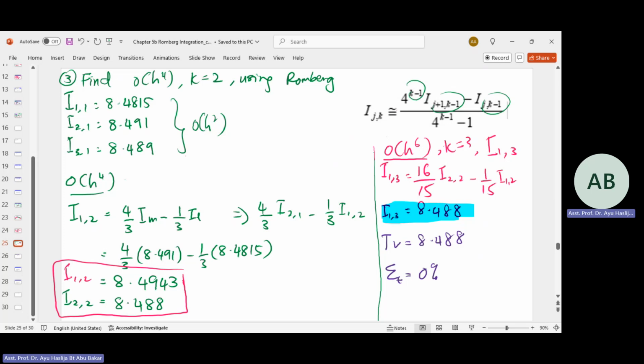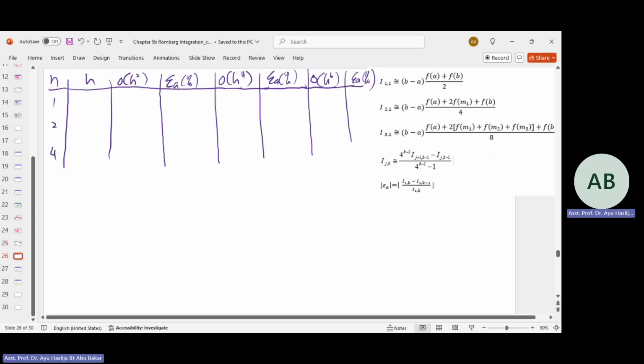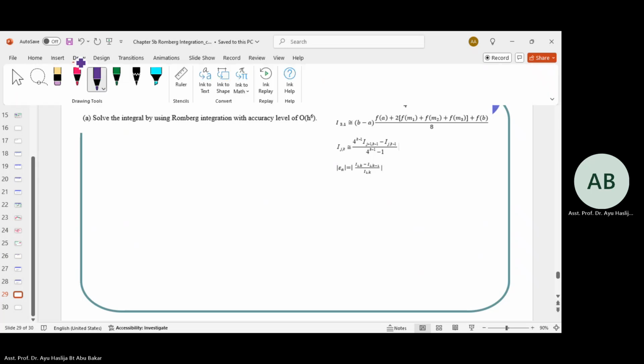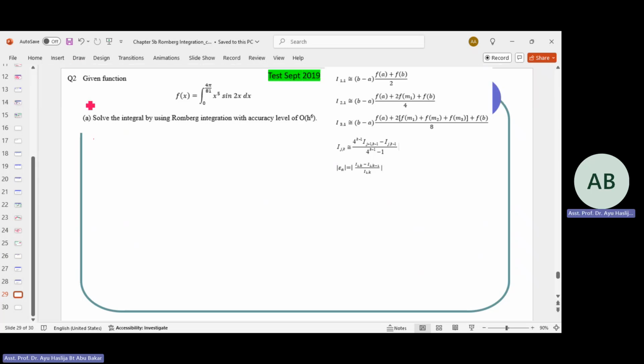Okay, can I proceed to next slide? Now, you can take your time to digest the question. For those who already understand, you can proceed to this one, test 2019. Okay, if you see, the style is the same. Romberg integration until O level 6, page 6.